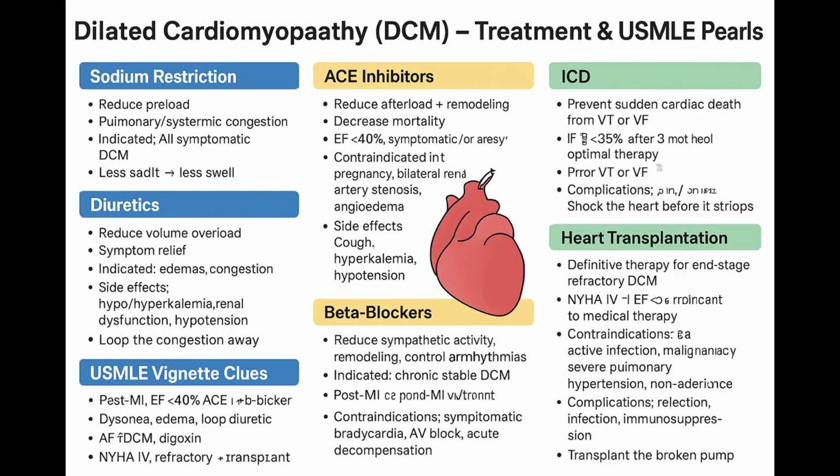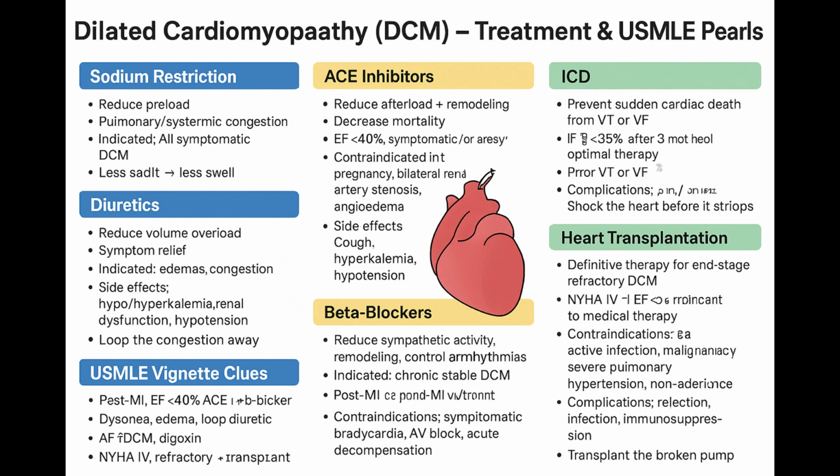And for those patients who progress despite all that medical therapy, what are the advanced options? When the EF stays severely low, the risk of fatal arrhythmias goes way up. An implantable cardioverter defibrillator, or ICD, is indicated for primary prevention of sudden cardiac death if the EF is at or below 35% despite months of optimal medical therapy. And the final step. For true end-stage refractory DCM, heart transplantation remains the definitive cure.